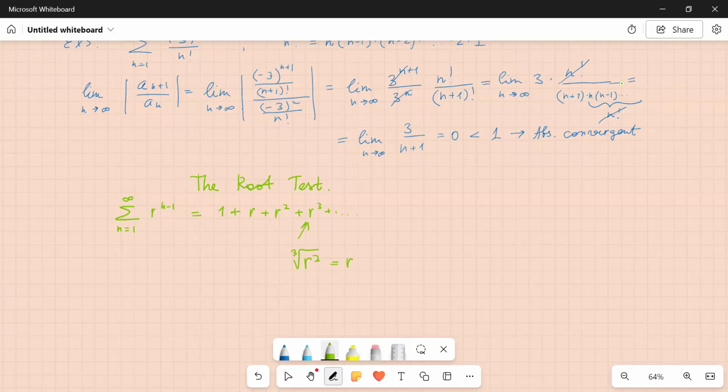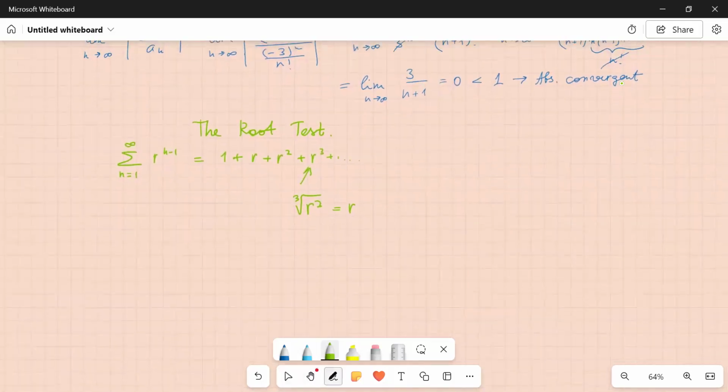So basically, the root test is the same as the ratio test, but when you don't want to deal with two terms, you want to deal with just one term. And you can take that one term and extract the nth root out of that term.